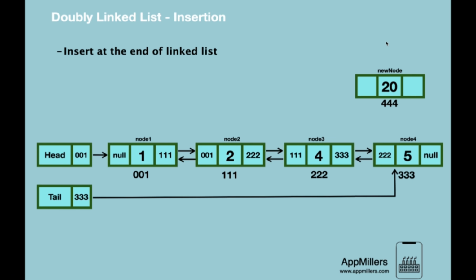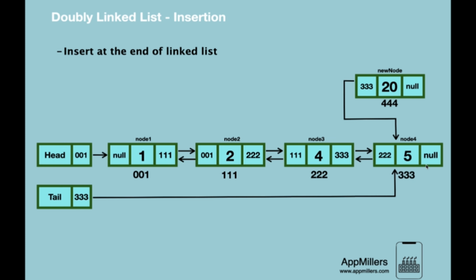So here, we know that we are inserting the node at the end of the double linked list, which means that the next reference of this node will be null. Then we need to update the previous reference of this node. The previous reference of this node should point to the last node over here, and we know that the last node's physical location in our case is 333. So if we update this previous reference to 333, it will create a reverse link between new node and node 4.